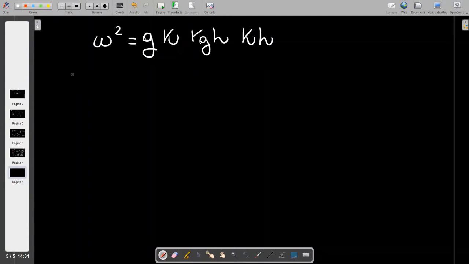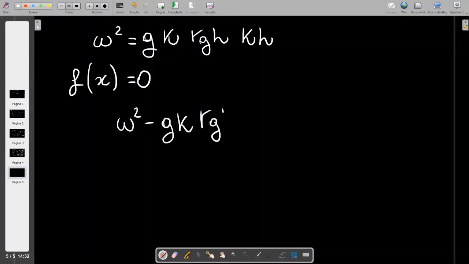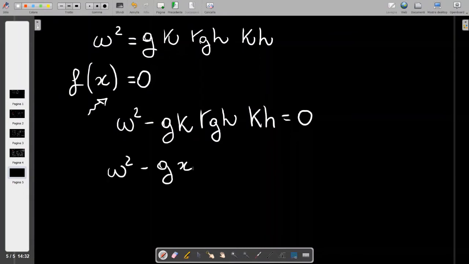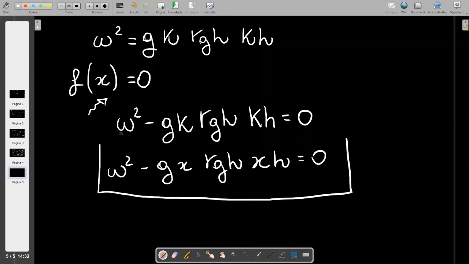Actually, any numerical method is aimed to solve a nonlinear function written in this form. Then the dispersion relationship should be written in this way: omega squared minus g k tanh(kh) is equal to 0. Actually, x is our unknown, so we can think to write the equation in this way, f(x) equal to 0. So this is the function that we need to solve.